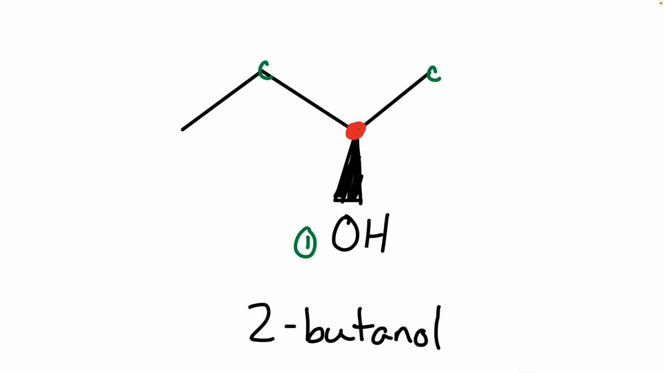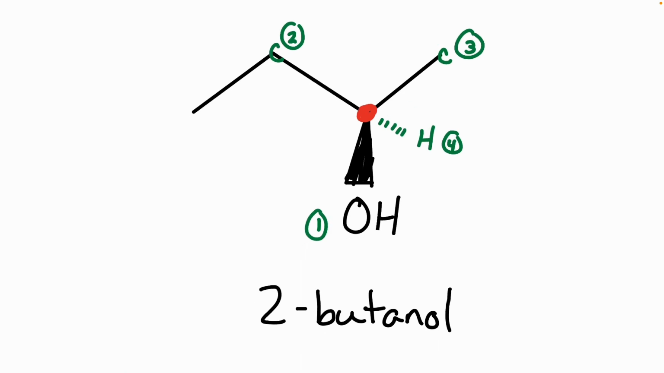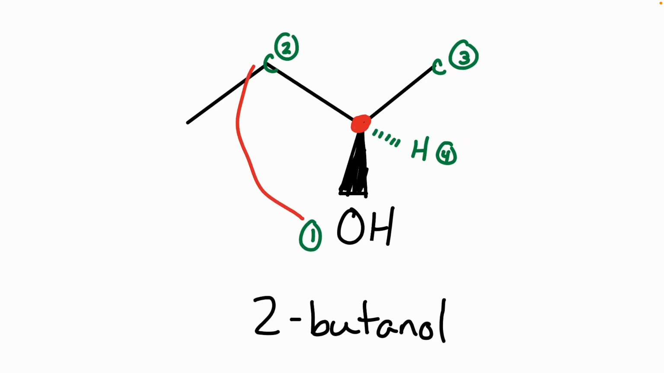So I do just what I did before, and I'm going to list what they're bound to. So which one's going to be next in line here? The one on the left or the one on the right? The one on the left. So that's 2. That's 3. And what's the 4th priority group? That implied hydrogen. Okay, so now you're going to connect 1 to 2, 2 to 3, 3 back to 1, and you're going to see if you're going in a clockwise or counterclockwise direction.